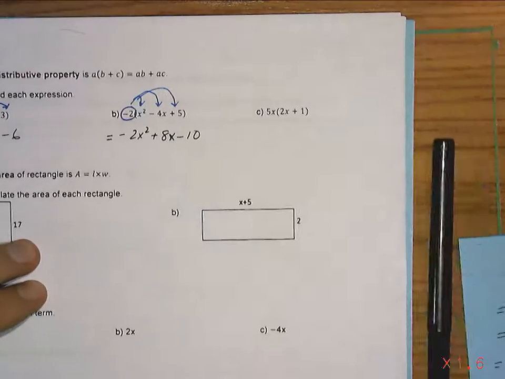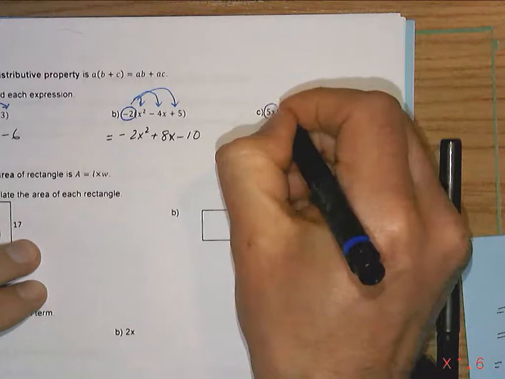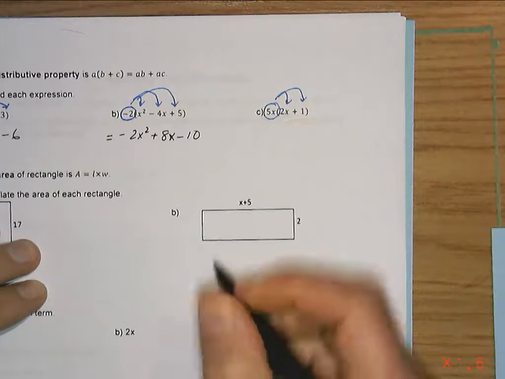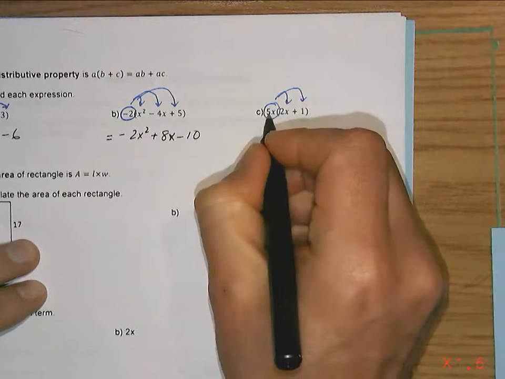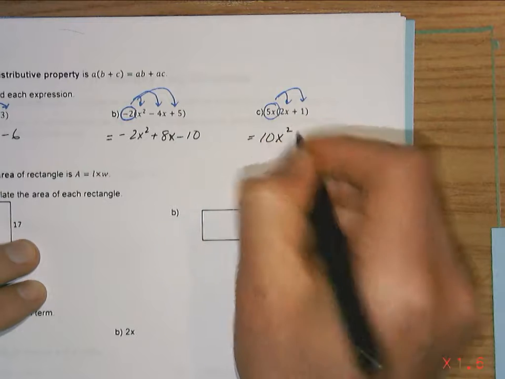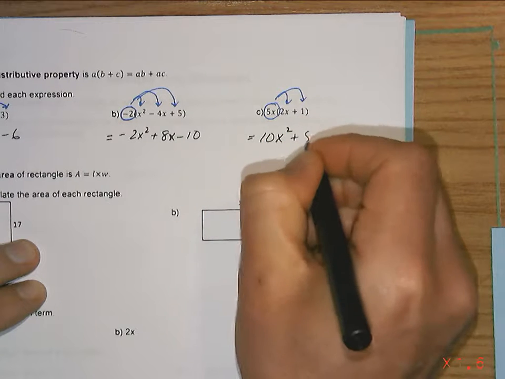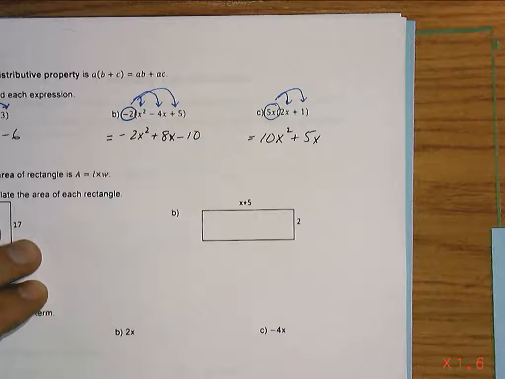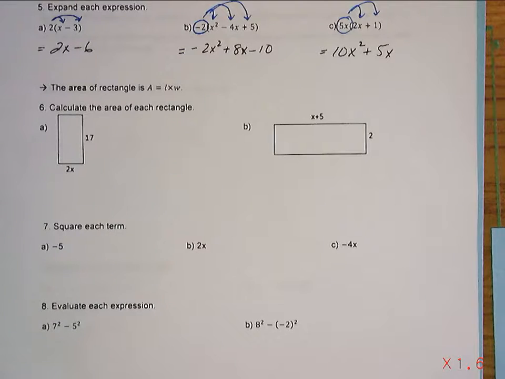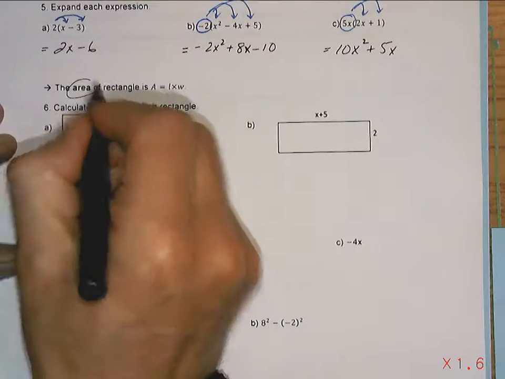Okay. 5x being multiplied into those 2 terms. Well, as we've discussed, the 5 and the 2 can multiply to give 10. The x times the x is x squared. 5x times 1. And we're done. Neat.